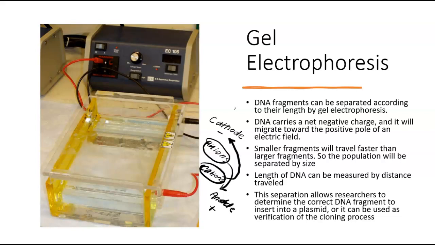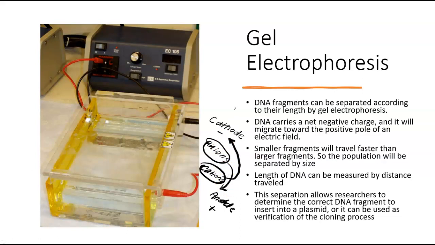What you're going to have in this gel electrophoresis is a negative side and a positive side. The negative side is called the cathode, and the positive side is called the anode. And for DNA, you need to load it on the cathode, on the negative side, because then DNA will want to move towards the positive side when the electricity is applied.